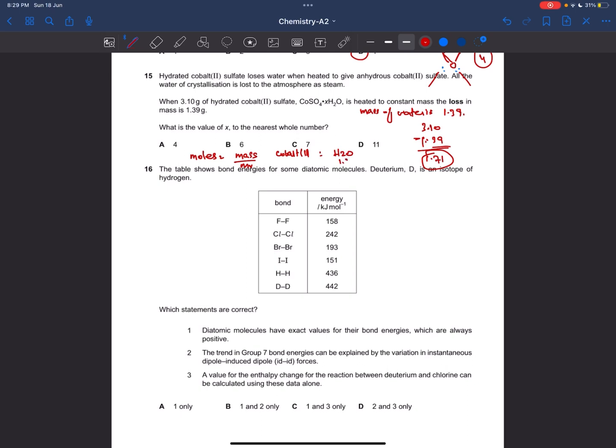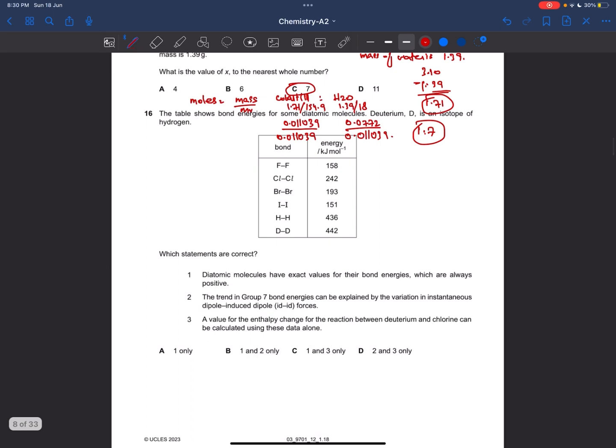The mass of water is 1.39 and this we have is 1.71. If we divide this by the Mr, so cobalt(II) sulfate is 154.9 and H2O is 18, this would give 0.011039 and water would give 0.0772. Now we divide this by the smallest number, so 0.011039 divided by 0.011039, and this would give a ratio of 1:7. So the number of moles of water would be 7, and the answer would be C, right? Okay, this was something big and messy.